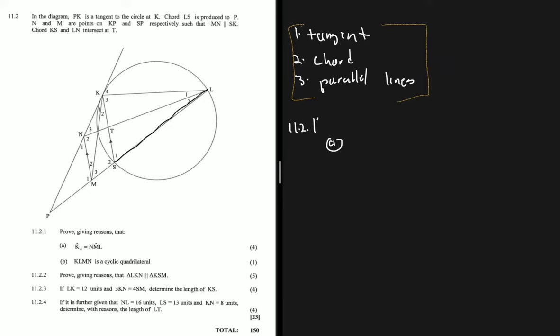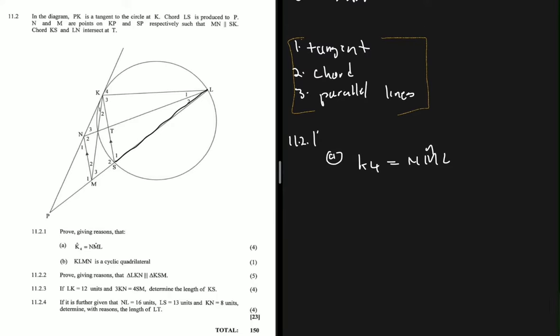A says prove that K4 equals NML, right? So let's see if we can do that using the first keyword, which is tangent, right? So K4 is between a chord and a tangent, right? So by the tan chord theorem, K4 should be equal to S1, right? But is S1 NML? No, it's not. So the tangent cannot help us to prove that K4 is equal to NML.